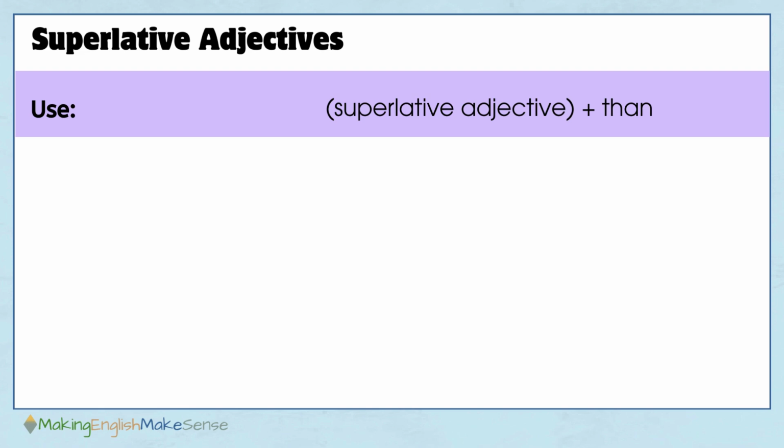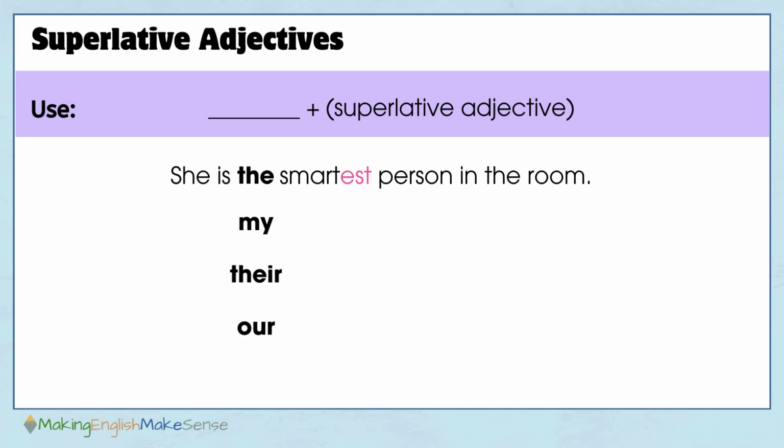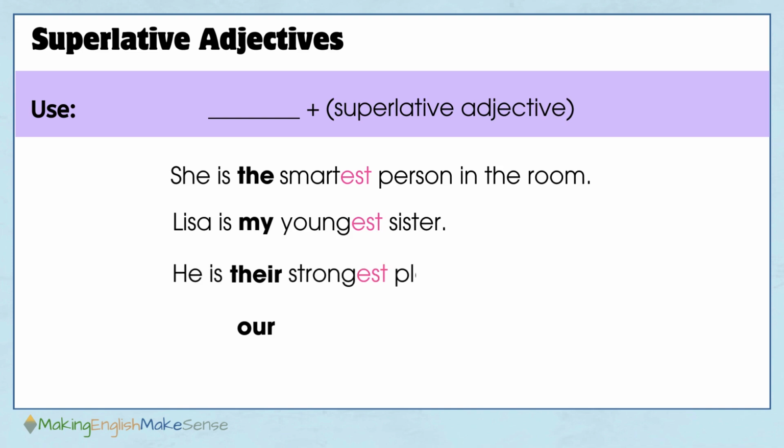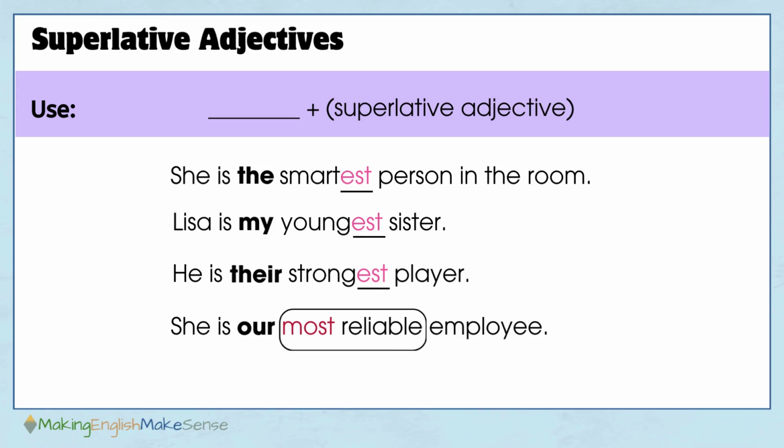The sentence structure for superlatives is also a little different. Unlike comparative adjectives, we don't use the word than. Instead, we place the word the or a possessive adjective right before the superlative adjective. For example, she is the smartest person in the room. Lisa is my youngest sister. He is their strongest player. She is our most reliable employee. Notice again that whichever form is used, the or a possessive adjective always comes before the superlative one.